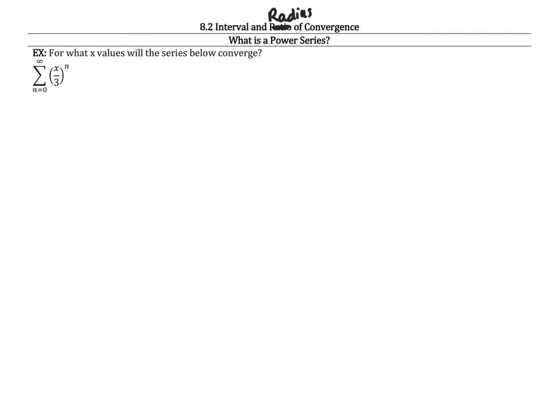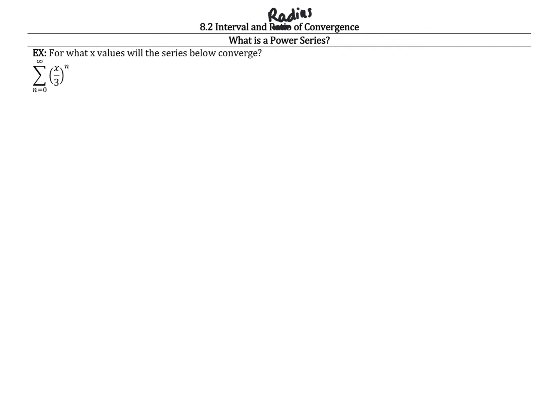Okay, before we jump into interval and radius of convergence, I want you to look at this series here, the sum from n equals 0 to infinity of x over 3 to the power of n. And I want you to think about for what values we could plug in for x that would give us a series that's going to converge. So let's think about what we know about this particular series.